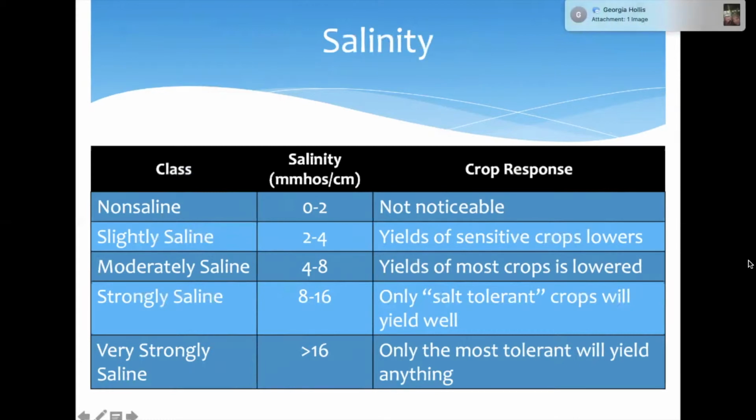In my experience, I've seen very few soils that come back anywhere from 4 and up. I don't usually see that, but usually it comes back around 2. But if you're having salt issues, anything above 2 is what you will raise a red flag to.